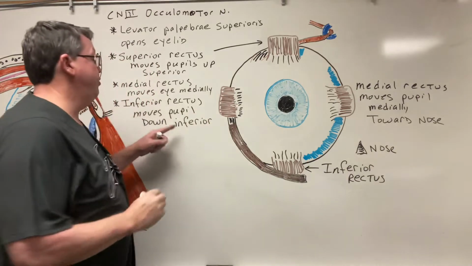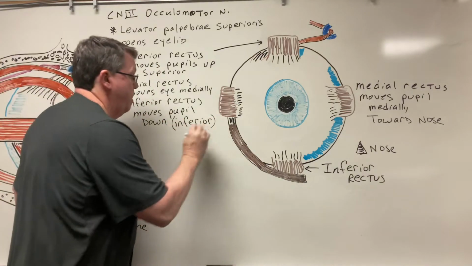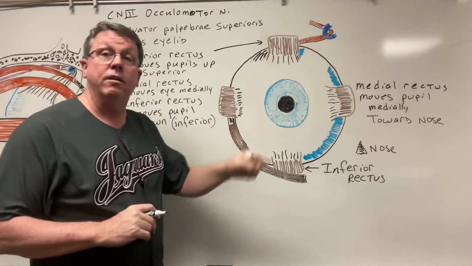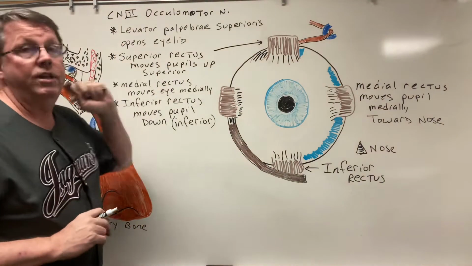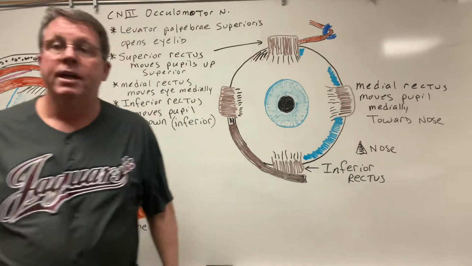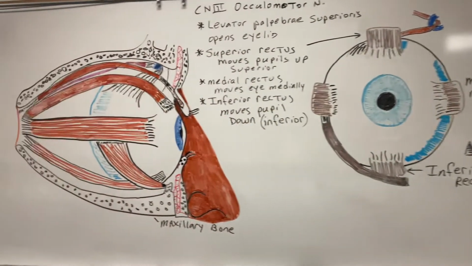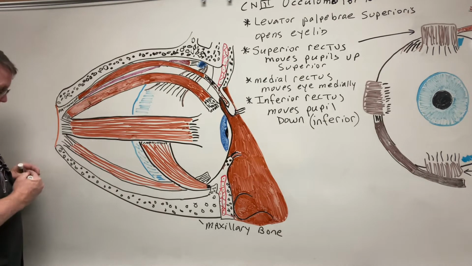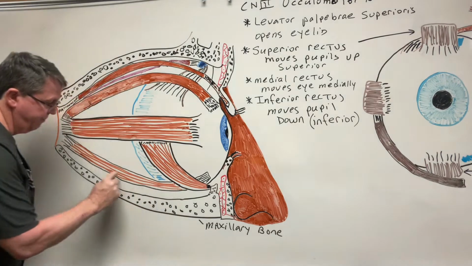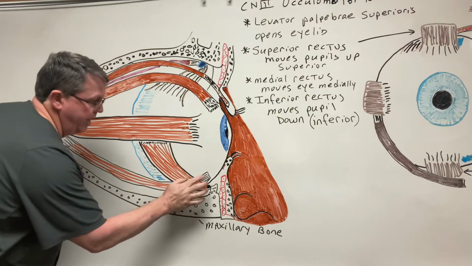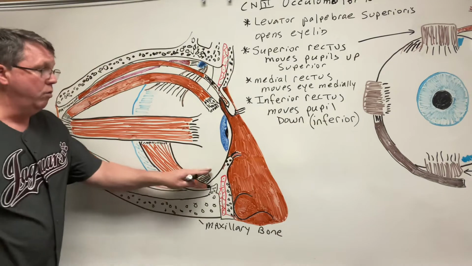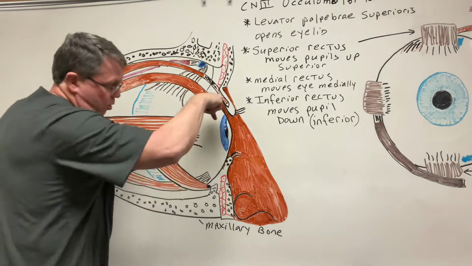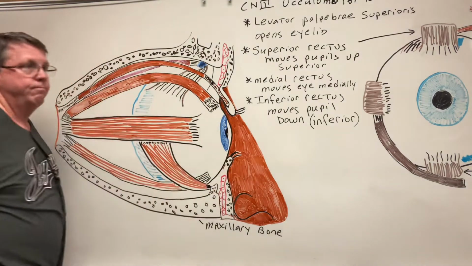Is that an easy way to remember? The inferior rectus moves inferior, the medial rectus moves medial. The superior rectus is going to move superiorly, right? So let me move this right over here, and if we go like this, this would be my inferior rectus that we see coming right here. And you can see this is where it attaches onto the sclera, is this portion right here. So when it pulls down, it pulls the pupil down, okay?